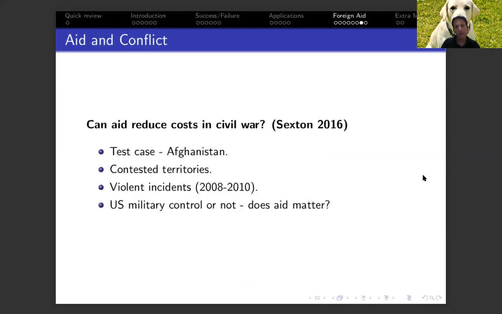So he tested his theory in Afghanistan, focusing on contested areas, which are areas where the government is not in full control. He looks at the extent of violent incidents between 2008 and 2010, and uses what's called geolocation data, looking more specifically at the geography of Afghanistan and where there is conflict and where there is not. The variation between contested and non-contested territories is very important because it helps the author to establish the causal effects of civilian aid programs in the fight against the Taliban, again, part of the civil war.